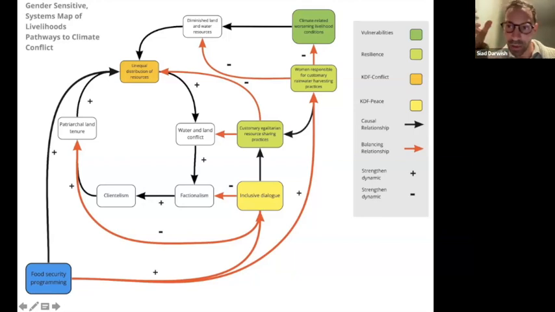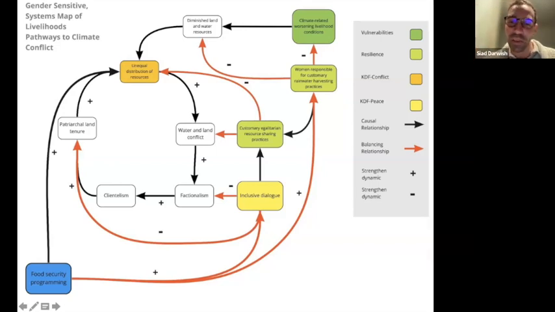How could you break that loop or weaken that system? And on the resiliency side, the light green, you see, there is, for example, in this example, customary rainwater harvesting that could ease some of the pressures on diminishing water resources, and therefore weaken that link between conflict. But there's also customary egalitarian resource sharing practices, which exist in most places, that you could mobilize to mediate land and water conflict. These are often highly patriarchal, so you got to be careful with that. They're often controlled by older men, but they can be mobilized.